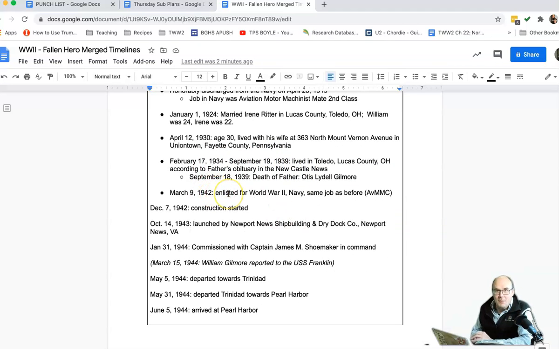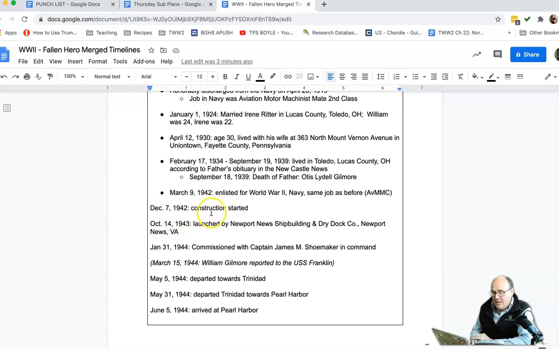In March of 1942, the Navy called for William Gilmore again, and William Gilmore re-enlisted in the Navy with the same job he had had before, an aviation motor mechanics chief. This time he was going to join a different ship.